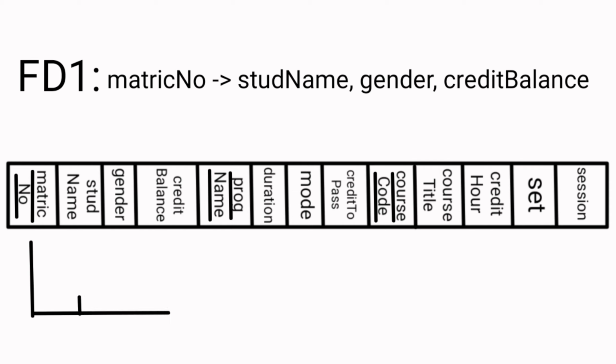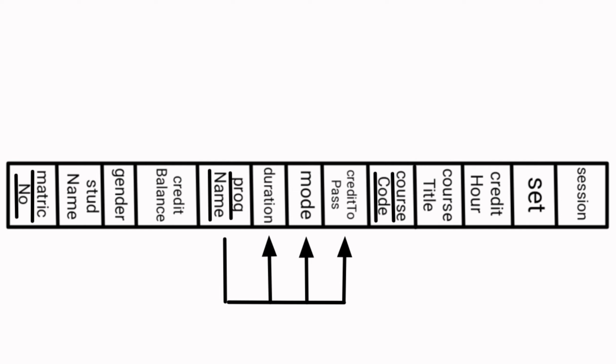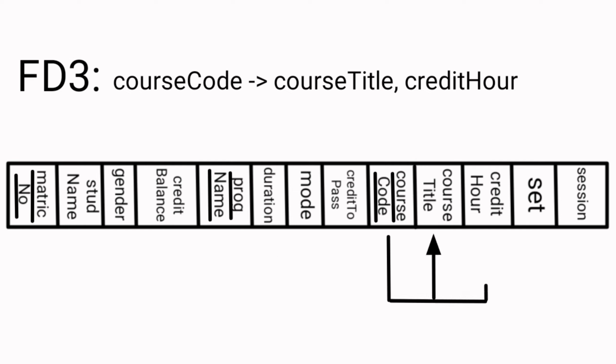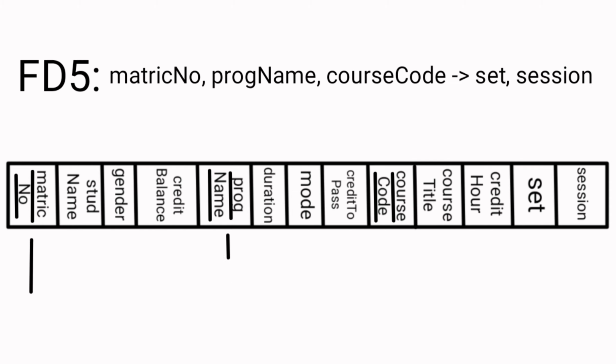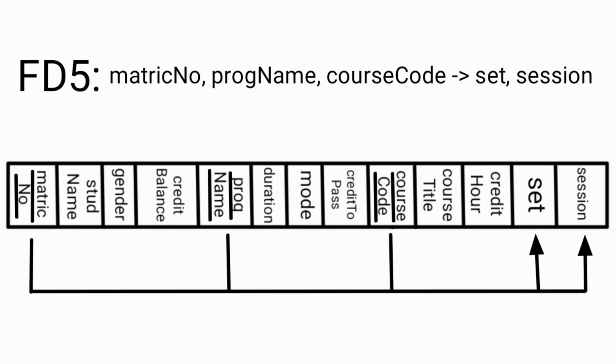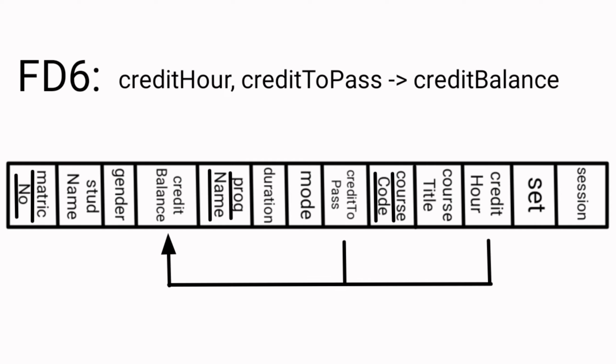First, metric number determines student name, gender, and credit balance. Second, program name determines duration, mode, and credit to pass. Third, course code determines course title and credit hour. Next, metric number and program name determine mode. Next, metric number, program name, and course code determine set and session. Lastly, credit hour and credit to pass determine credit balance.